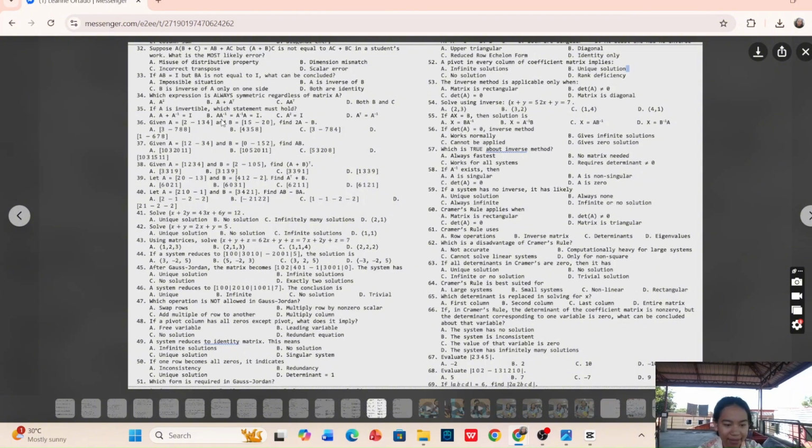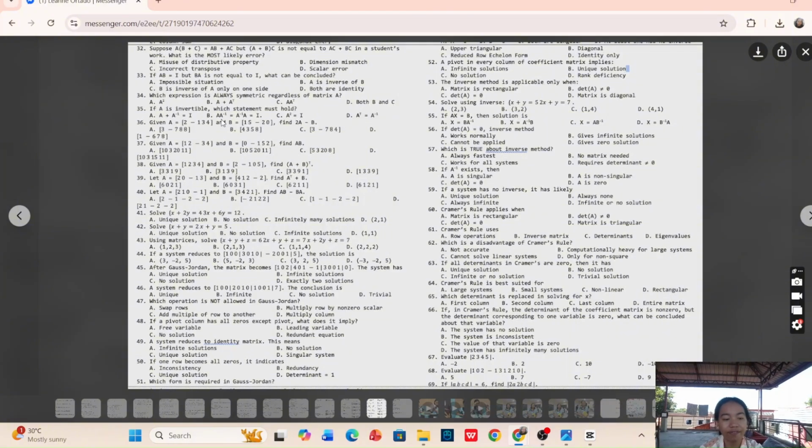Number 49. A system reduces to the identity matrix. This means A. Infinite solutions, B. No solution, letter C. Unique solution, or D. Singular system. The correct answer for number 49 is letter C. This is because reducing to the identity matrix means a unique solution exists.